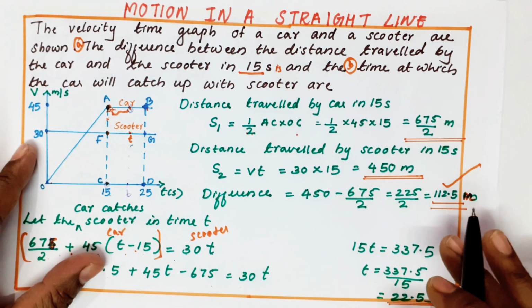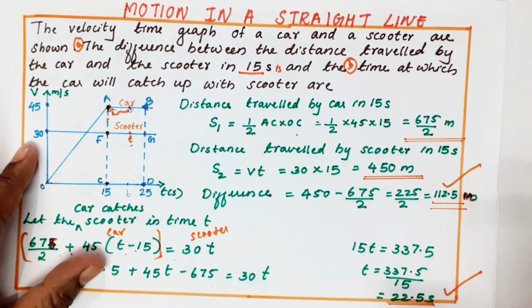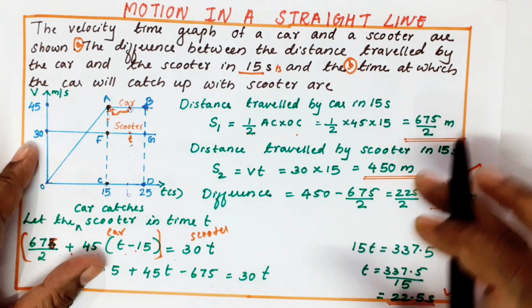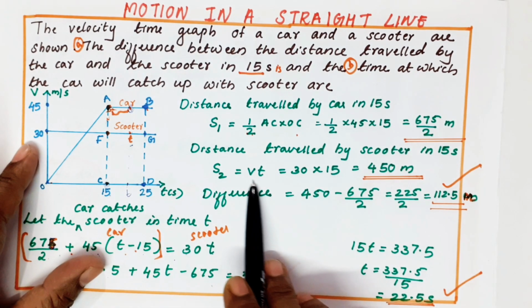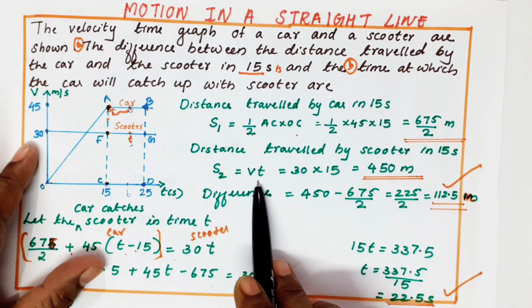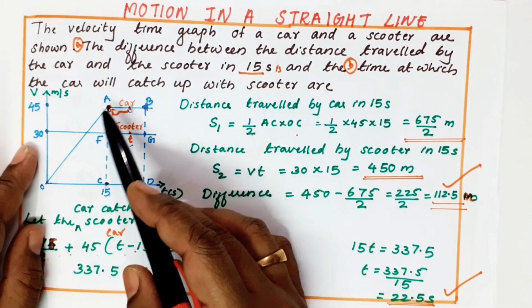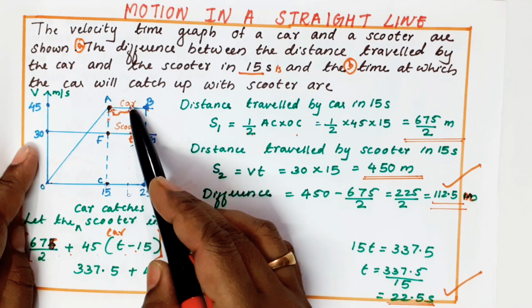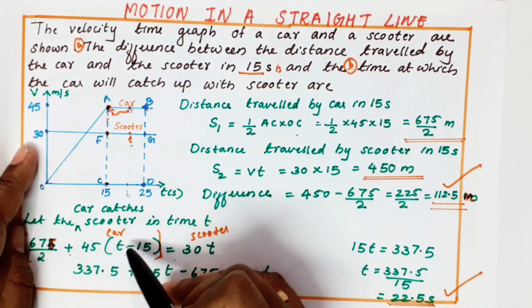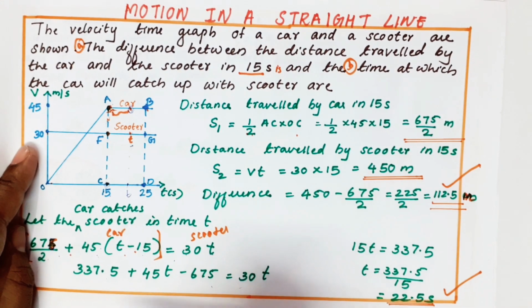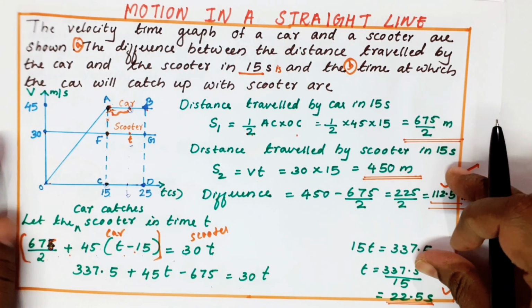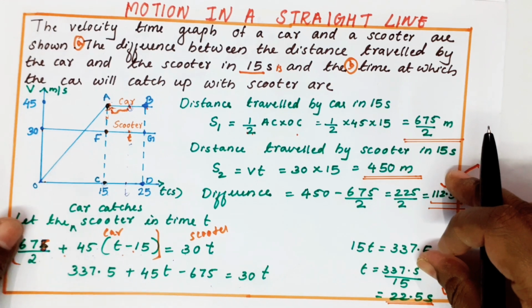So this question is a graphical question, very important. Many concepts we are using. If the body moves with a constant speed, it is simple: velocity into time is the displacement. But if the graph goes like this, how do we calculate? Up to here I calculated with area, and this one I calculated with 45 into t minus 15. So you should have an idea. I already discussed in the previous video about the different types of graph.